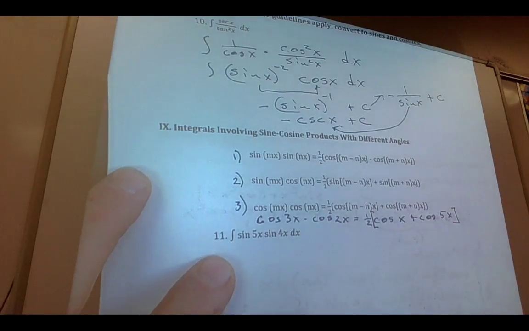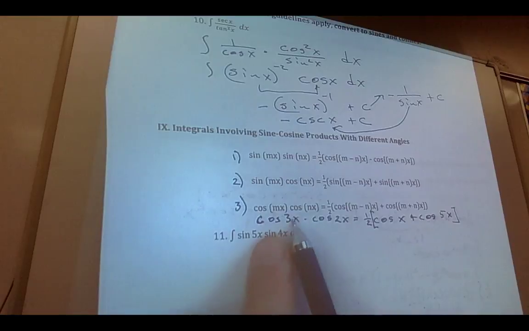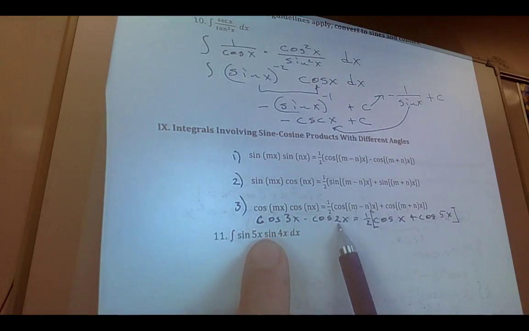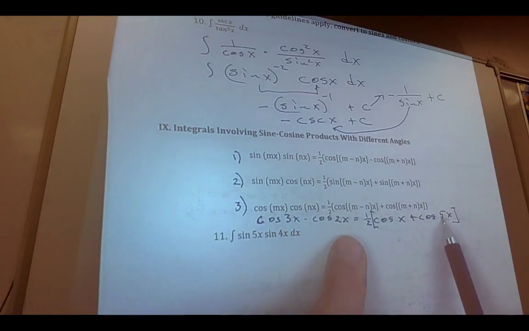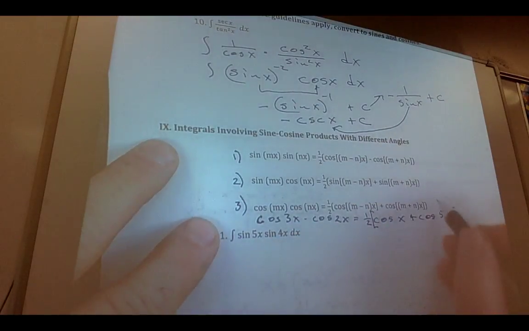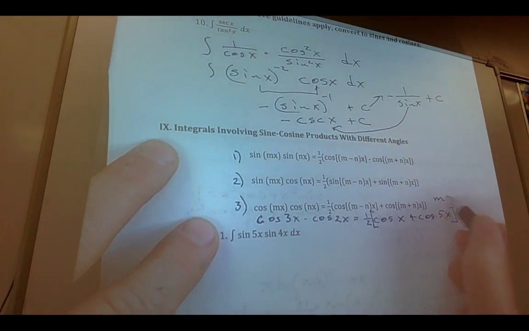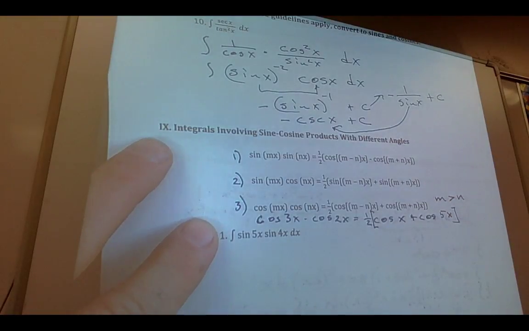Now what did I do with that? I take a look, and this is 3 and this is 2, and what I do is I subtract them and then I add them. And in all of these, m has to be bigger than n, so you never get negative values. That's what I'm trying to say. So you can break it like this.